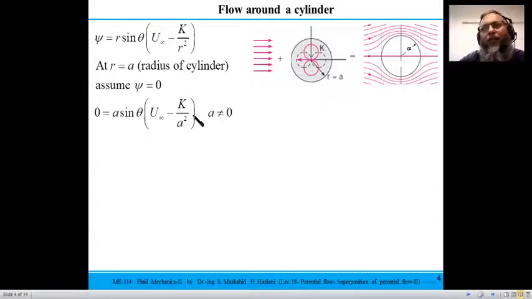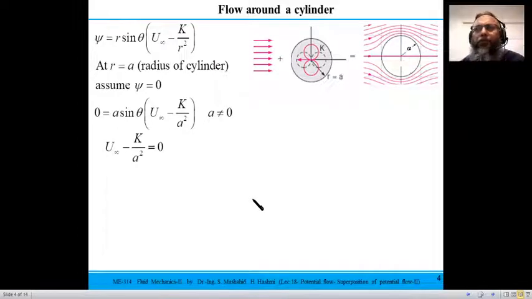So this product comes out to be 0. How does this product come out to be 0? There are three possibilities. Either a is 0, but from the geometry we know a is not 0, or sine theta is 0. If sine theta is 0 at different values, like when theta is 0, or theta is 180, and so on, at different values of theta, sine theta could be 0. Since there is a different set of values, what is actually 0 is the term in the bracket, in order to make that product 0.